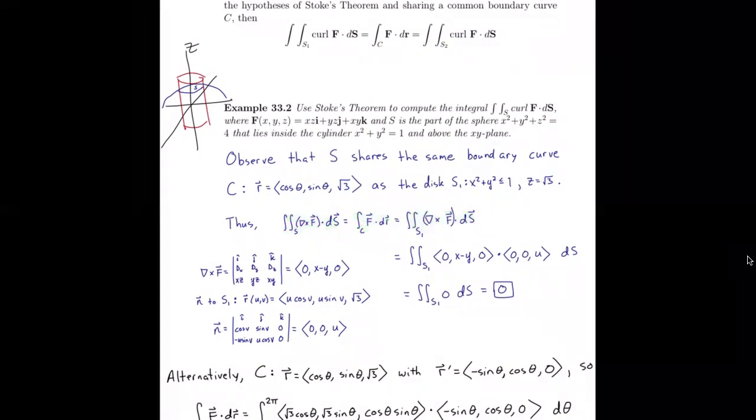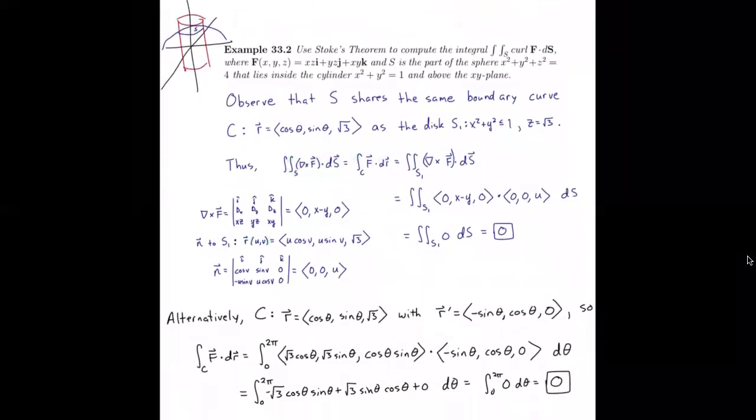Now, the disk is parameterized by the following: r of u, v equals u cosine v, u sine v, root 3. It should be noted that in addition to that, u is to range from values 0 to 1, to be exact. Now, v should range from 0 to 2 pi, but if it repeats itself, it just covers the disk again. So we'll just remember to go from 0 to 2 pi as usual.